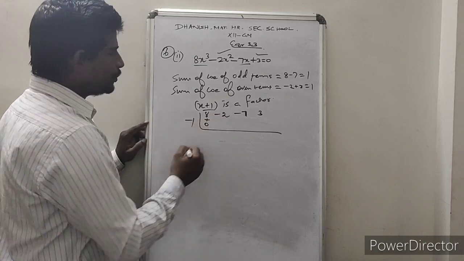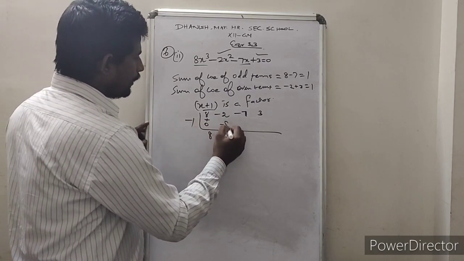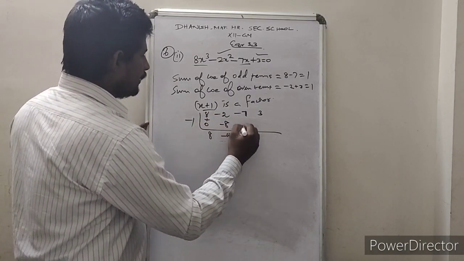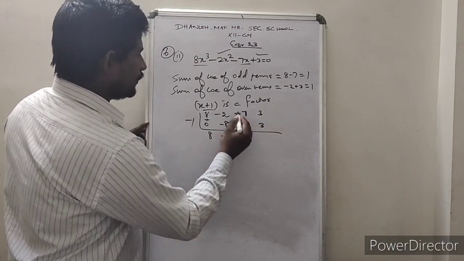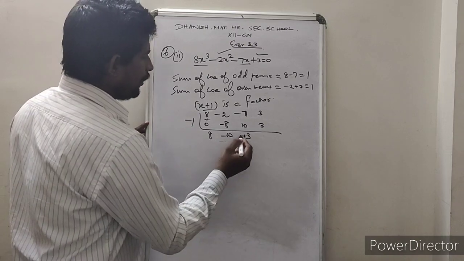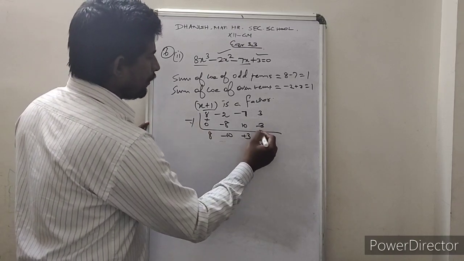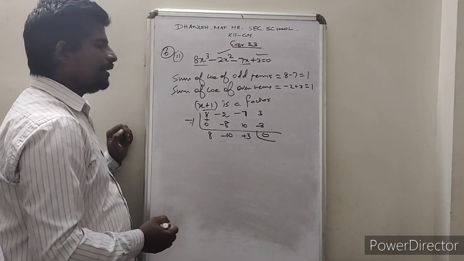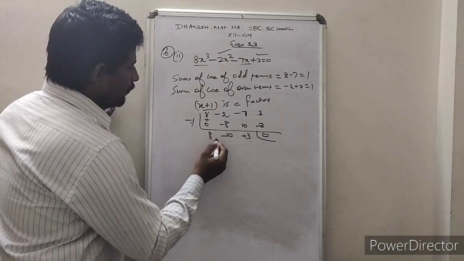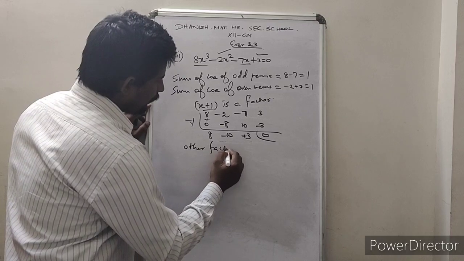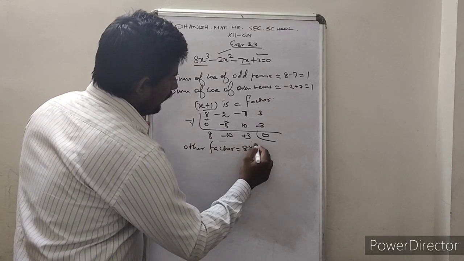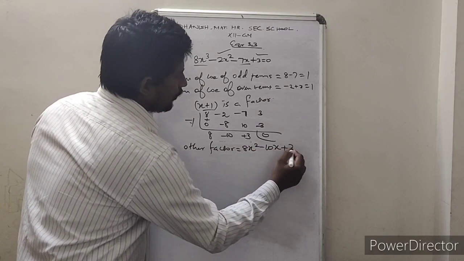I am going to add these two: 8, minus 10. Then minus 10 plus 7 is minus 3, and here we will have plus 3. So, minus 1 into 3 is minus 3, and we got our remainder as 0. Now, I am going to write the other factor: the other factor is 8x square minus 10x plus 3.